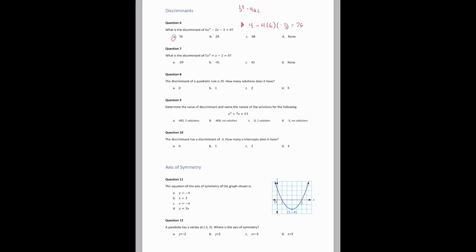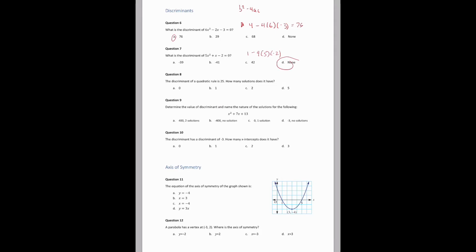Question 7 also wants you to do the same thing. So in this case, your b squared value is going to be 1 minus 4 times 5 times negative 2. So put that into the calculator. And if you do this, hold up a second, we don't even have an answer. 1 take away 4 times 5 times negative 2 should give you positive 41, but we don't have that at all, so it's going to be D as an answer here.